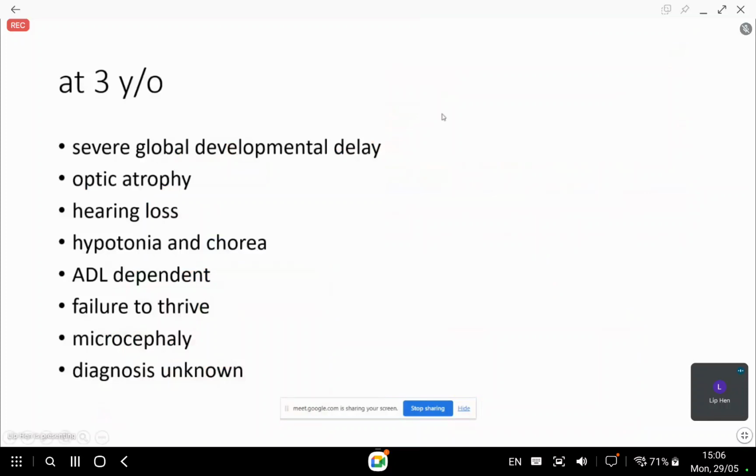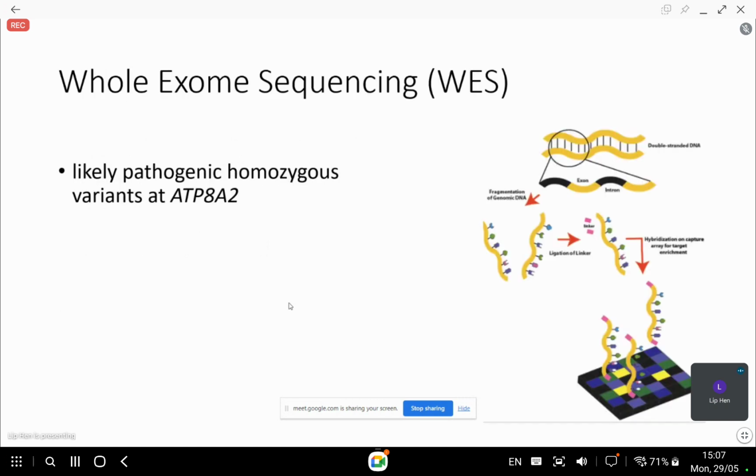So we continue with this girl's story. At the age of 3, she has severe global developmental delay, ADL dependent, hypotonia, chorea, optic atrophy, hearing loss, failure to thrive, microcephaly, and she basically has an unknown diagnosis. So we counsel the parents for whole exome sequencing, and whole exome sequencing detected a likely pathogenic homozygous variant at the ATP82 gene.